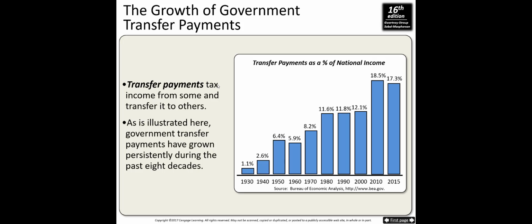Unemployment insurance is an example of transfer payment. So what happens when you lose your job, get laid off, then you apply for assistance from the government to pay your expenses, and then you get up to 24 weeks of unemployment insurance. So this unemployment insurance is financed by tax payments. And as you see from the figure, government transfer payments have grown persistently during the past 8 decades. It reached 17.3% in 2015.